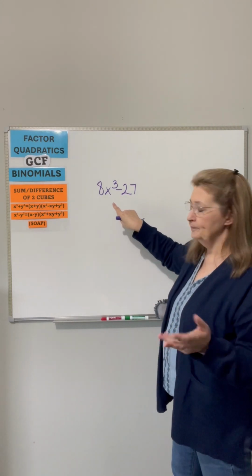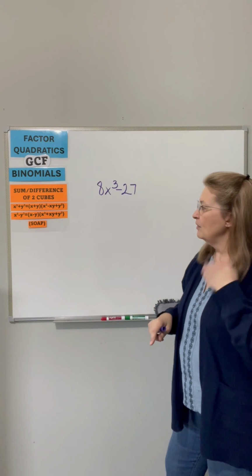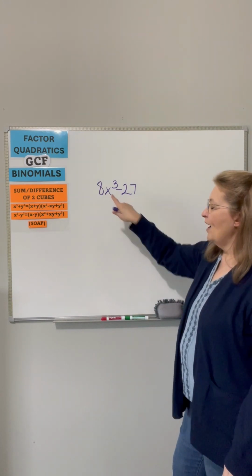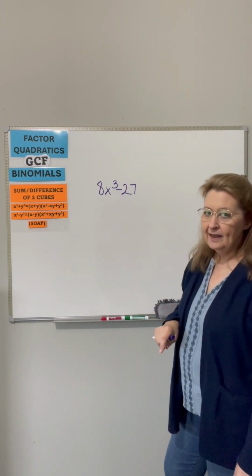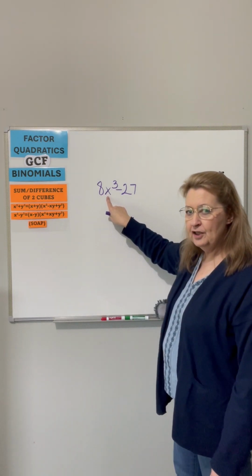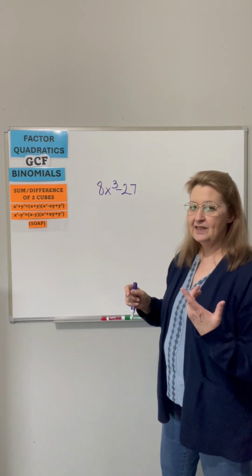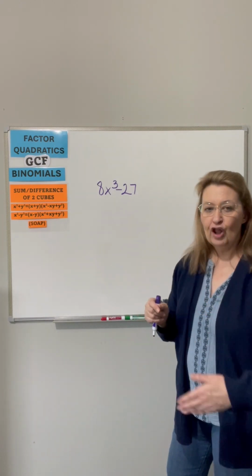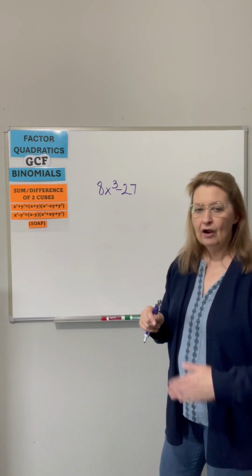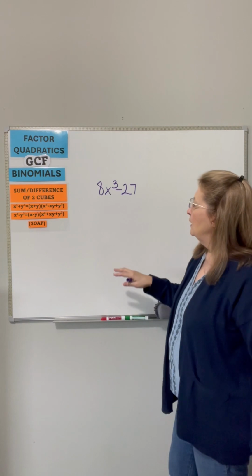Now, do I have a difference? Number 1, yeah. But do I have 2 perfect squares? No, I don't. So let's go on to cubes. Do I have 2 perfect cubes? Yes, I do. 8 is a perfect cube, x cubed is a perfect cube, and 27 is a perfect cube. 3 cubed is 27. How do I know that? Well, I've learned it. You're going to have to learn your squares and your cubes, at least the first 10.